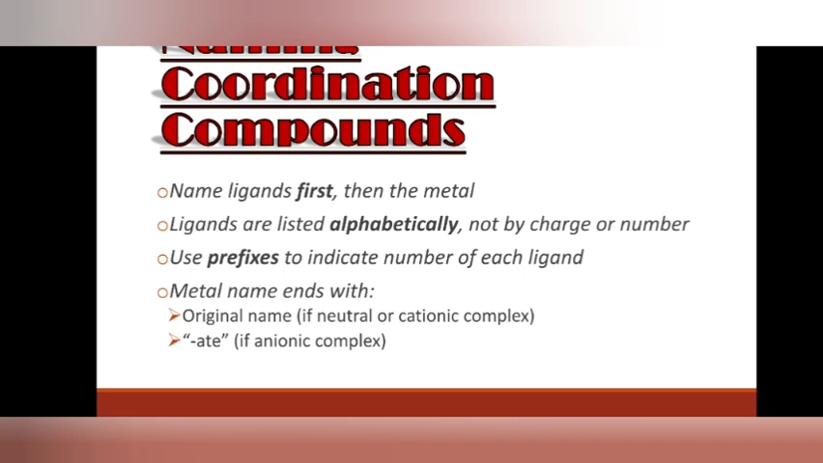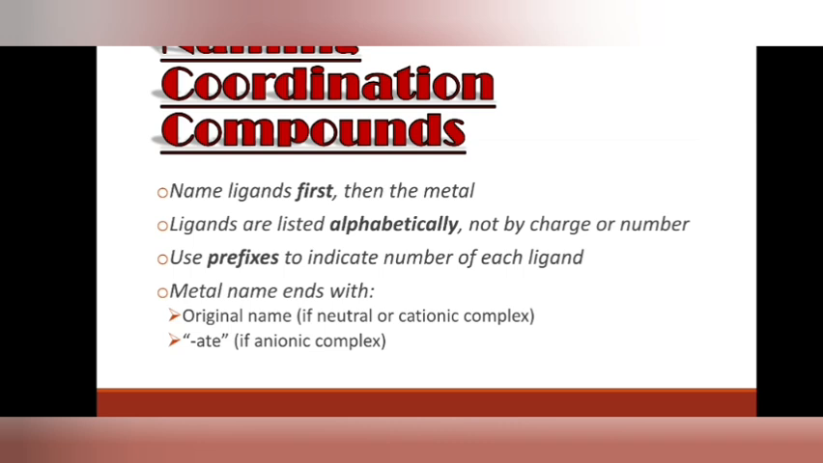Use prefixes to indicate the number of each ligand. If we have more than one ligand, like 2 ligands, we will add prefixes like di. For example, if we have 2 chlorine, we will write dichloro. If we have 4, we will write tetrachloro. So you have to use the prefixes to tell how many ligands are present. Metal name ends with: remember that the metal name keeps its original name, like cobalt will stay cobalt if it is the cationic part.